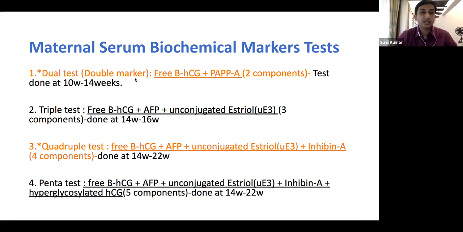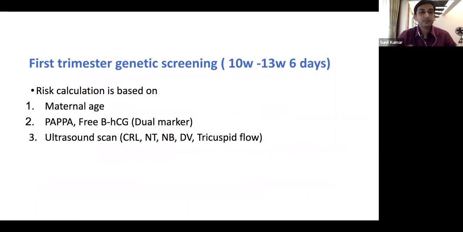So if you see here, double marker, triple marker, quadruple, and penta. So what to do, when to do? You can see the time periods at which these tests are done. As you add different components, the cost also increases, but the detection rate also increases. So we need to do a fine balance where we can get a maximum detection rate and reduced false positive and false negative rates.